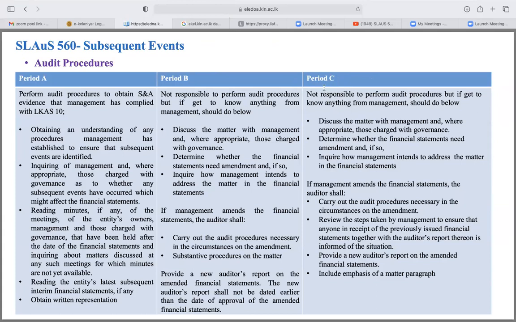So in this period, we are not responsible to perform audit procedures, but if we get to know anything from management, we should do the following. Discuss the matters with the management and, where appropriate, those charged with governance. Determine whether the financial statement needs to be amended. Inquire how management intends to address the matters in the financial statement. The same thing will be applied because this is after the financial statement is issued to the shareholders.